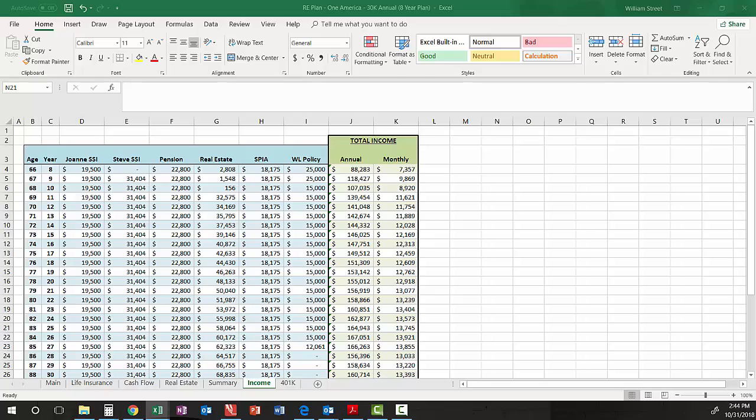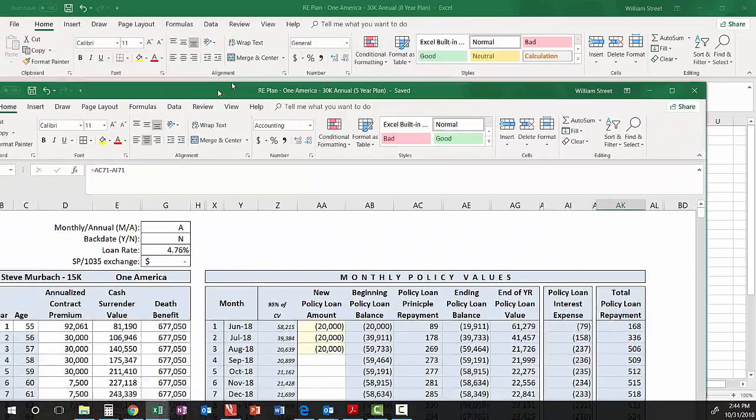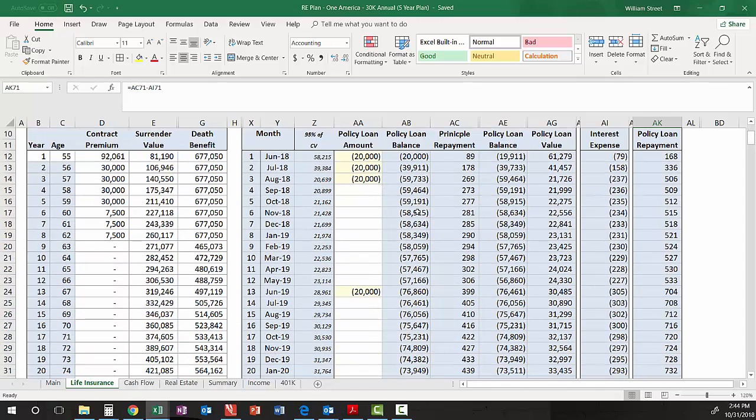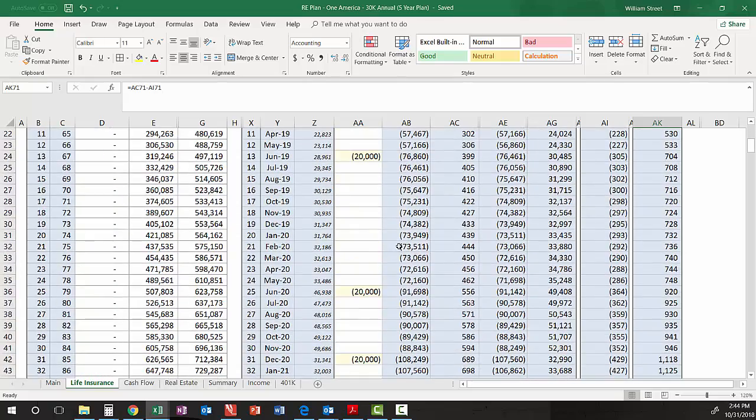Okay, first things first. Let me come back over here to our, so this is a separate spreadsheet. This is showing now a 5-year plan instead of an 8. Really nothing changes on the real estate side. In other words, we're going to fund the policy just the same. We're going to deploy the cash value in the policy just the same.